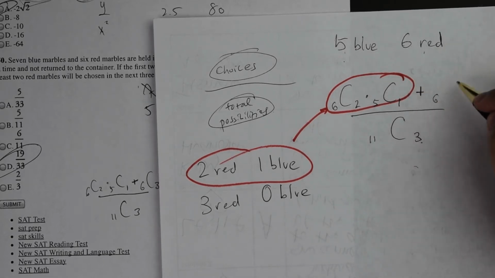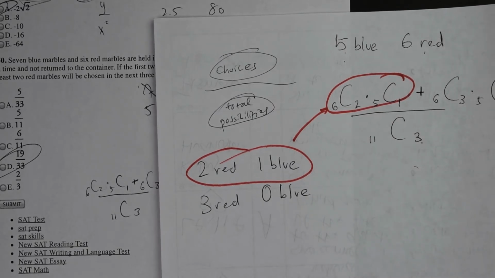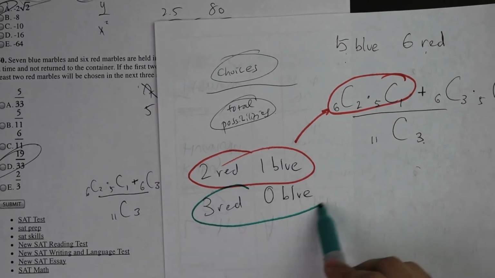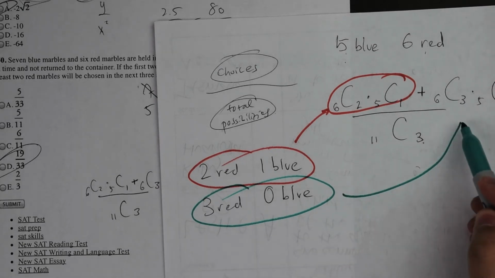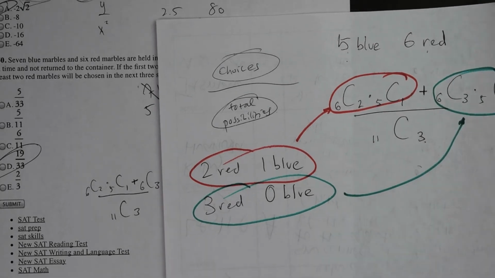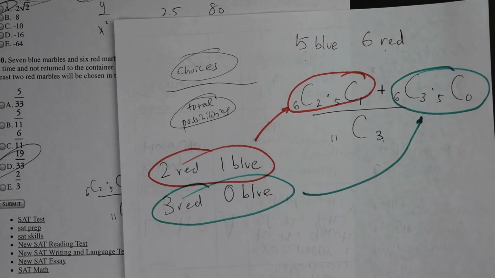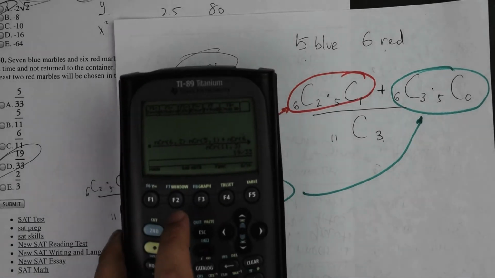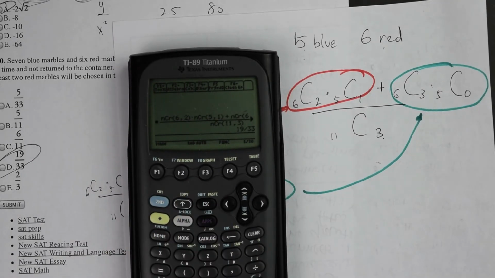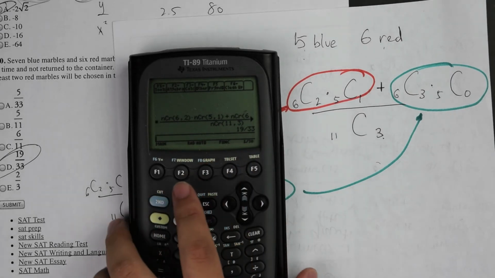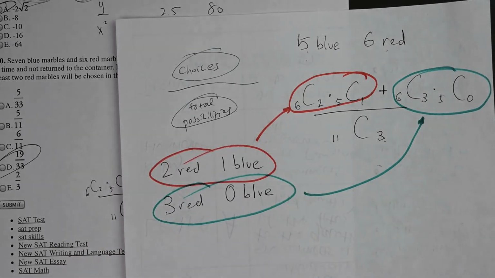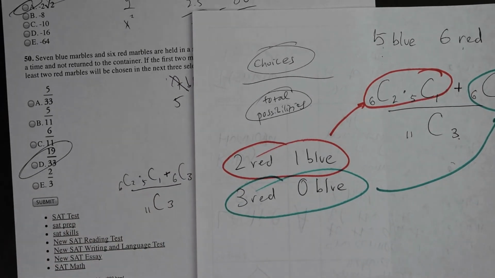So I did 6C3 times 5C0. For this part right here, my 3 red, 0 blue will be represented right here. And these values right here are going to be represented right here. That's how I'll be able to do this. When I punched it into the calculator exactly as it is with the combinations, which I showed in a prior question a few problems before, it gave me the answer in the end as 19 over 33, which is why for number 50, my final answer for this question is D.